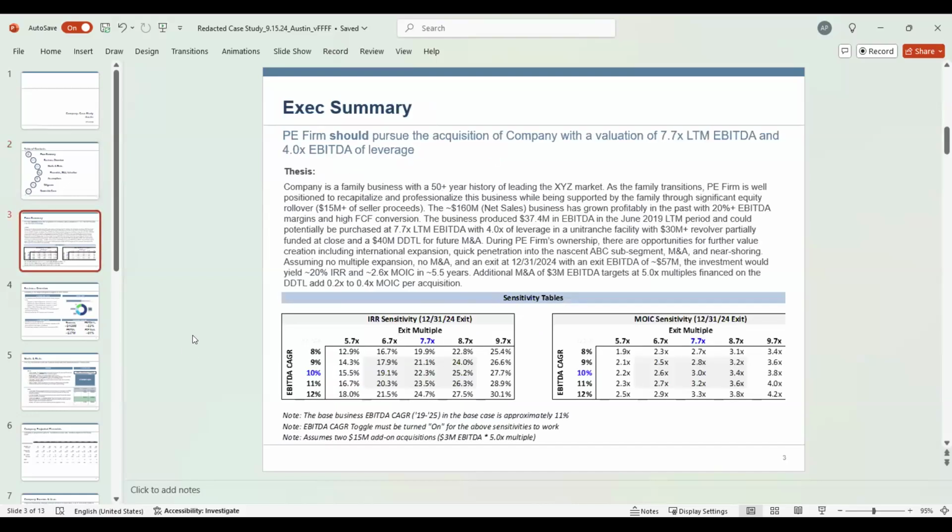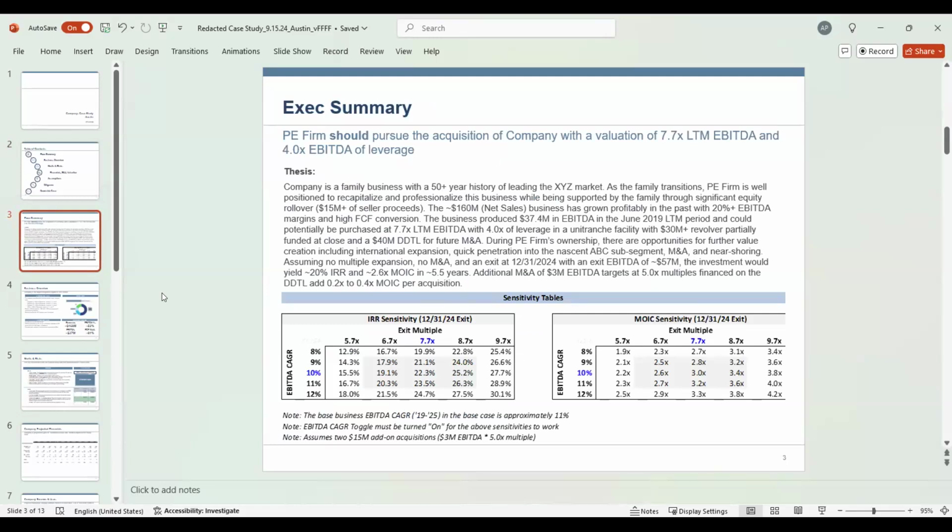So start with the exec summary. I, again, saved this for last. I wrote it in prose, and I give a little bit of background on the company, why I think it's compelling, what opportunities there are for this sponsor to create value, and then finish with returns. And then I've got the 2 sensitivity tables at the bottom.